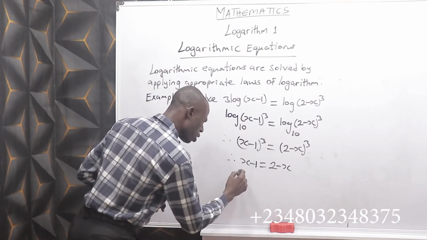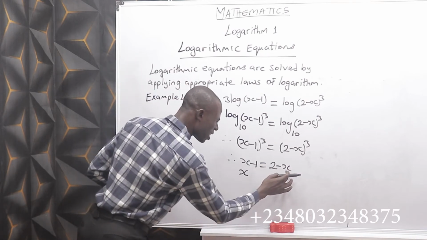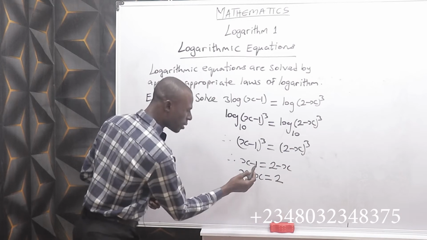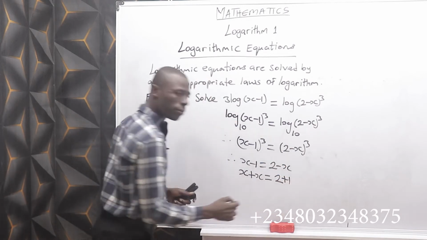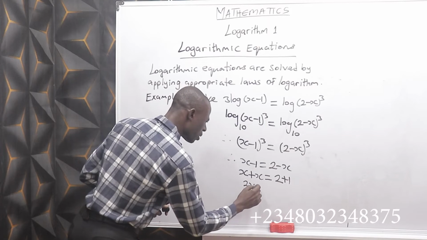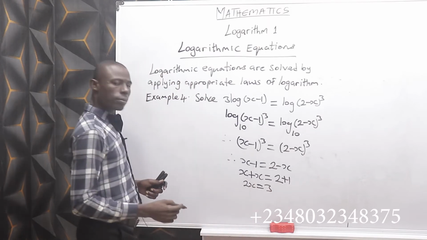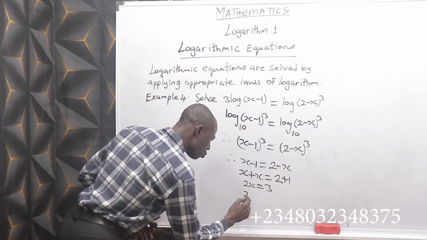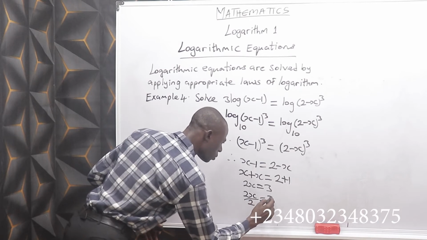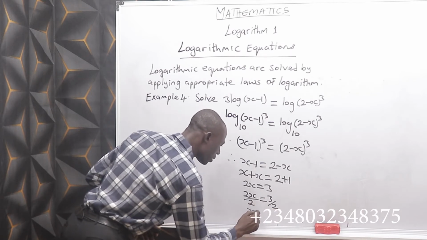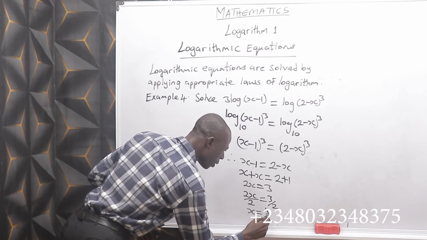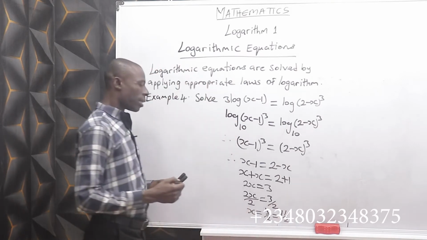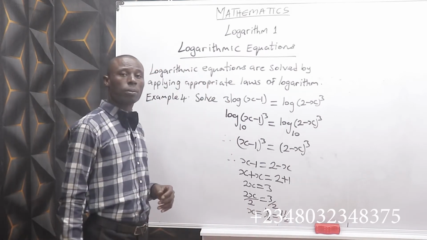Collect the like terms. You have x here. This negative x, bringing it to this side, it becomes positive x, which is equal to this negative 1, take it to the other side, it becomes positive. So x plus x is 2x, which is equal to 2 plus 1, 3. Dividing both sides by 2, you have 2x divided by 2 equals 3 divided by 2. And finally, x equals 3 over 2, or one whole number 1 over 2. And that is the end of example 4.